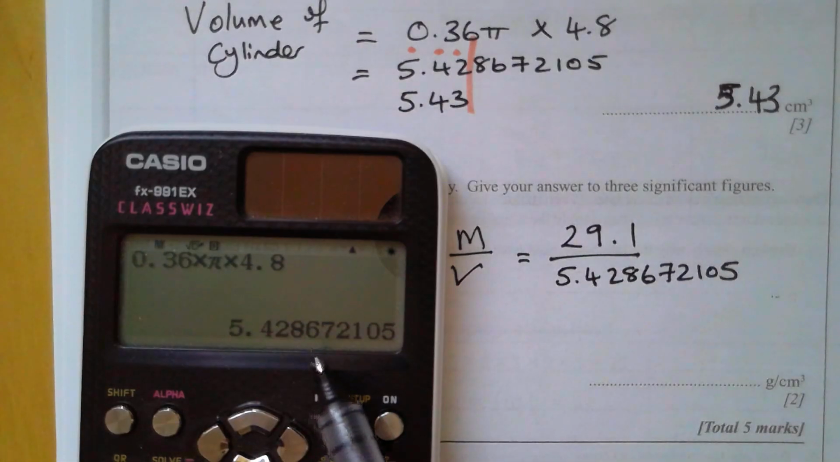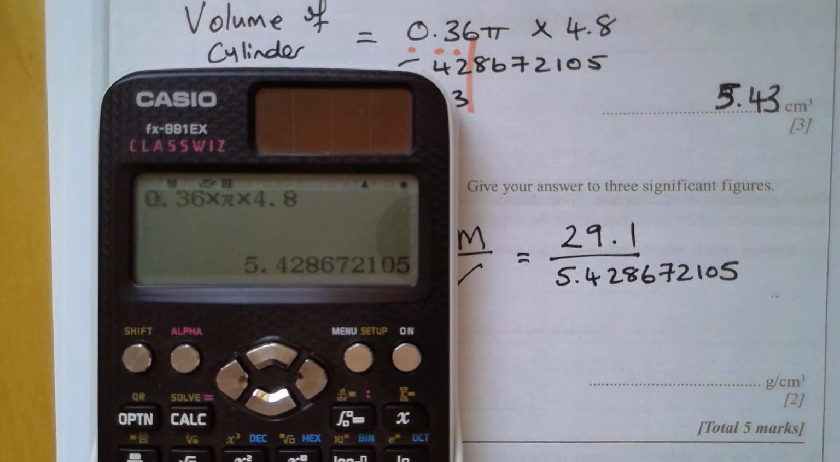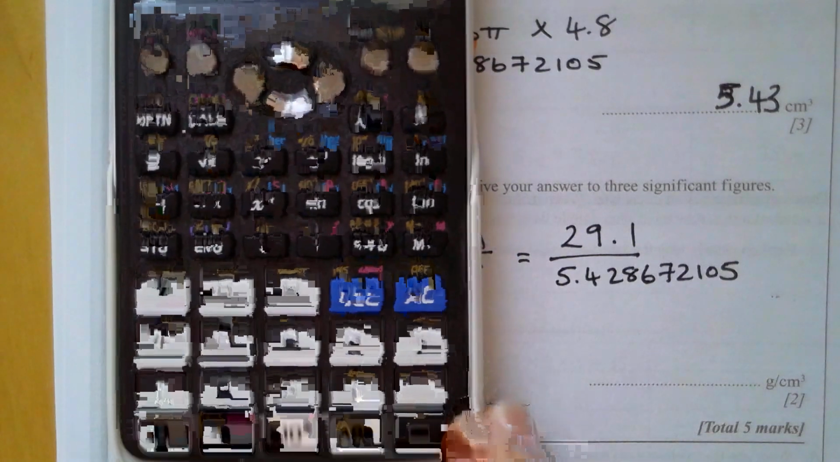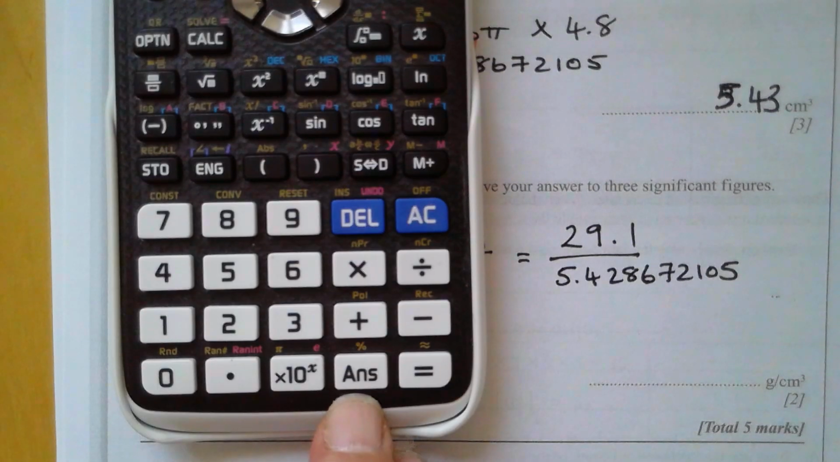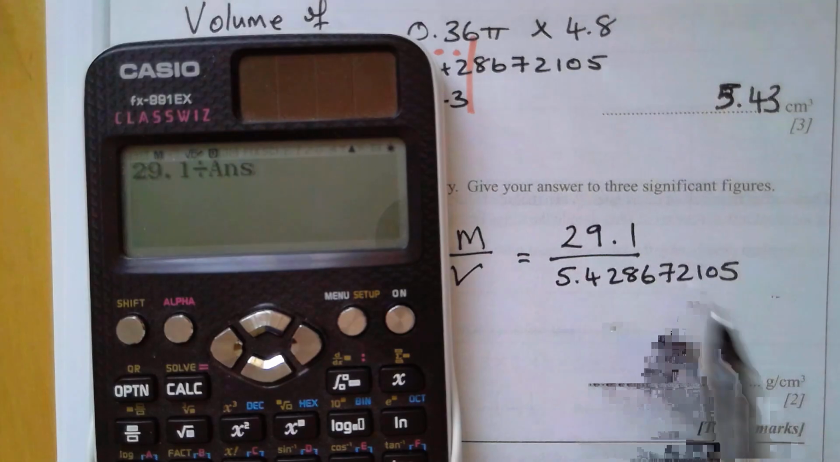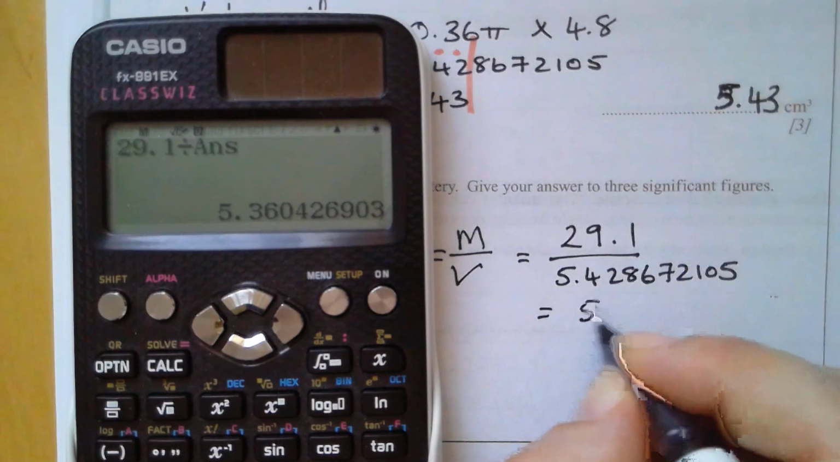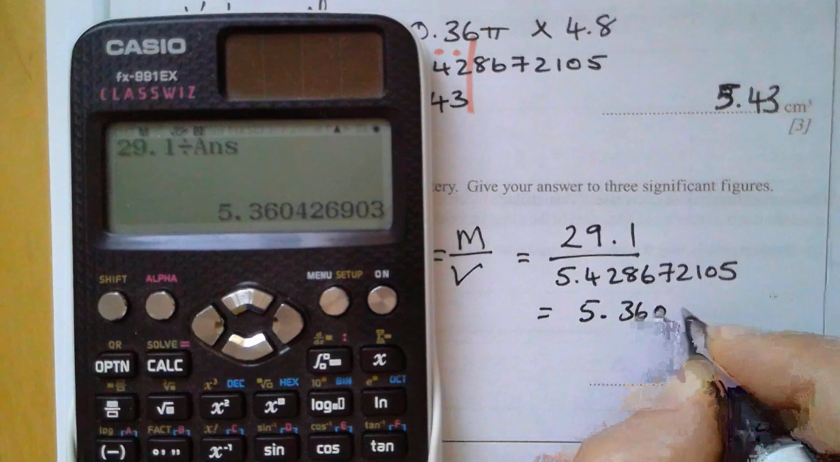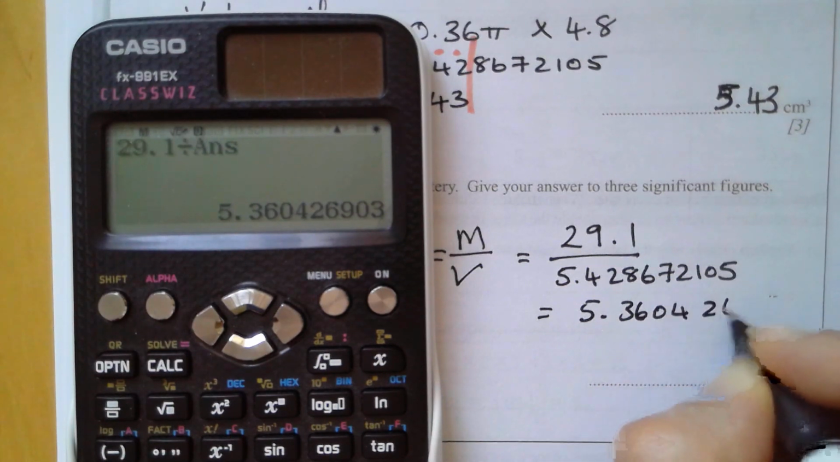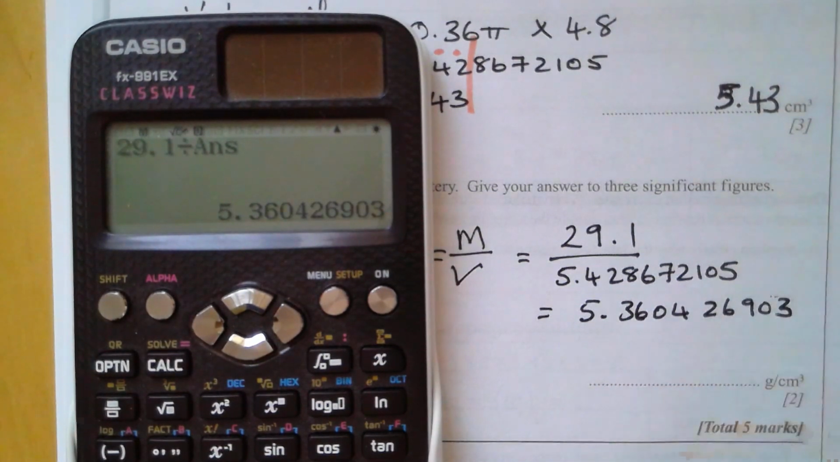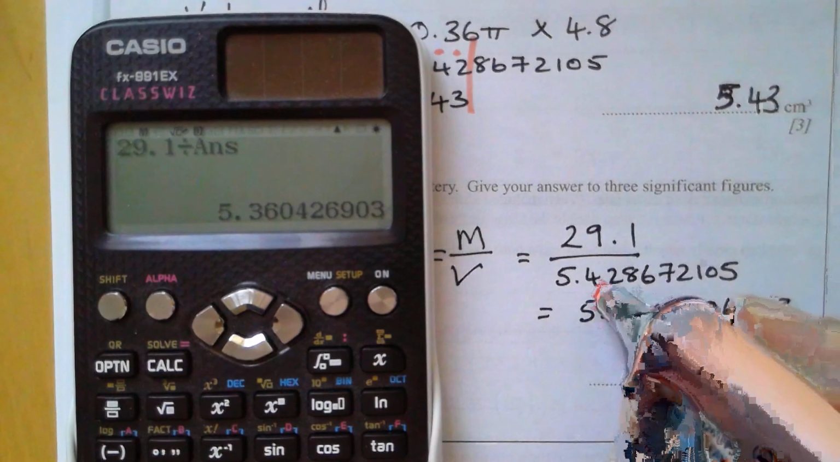So here I've got the value in, so what I'm going to do is type 29.1, and I'm going to use my favourite button, which is the answer button. Lots of calculators, not just Casio, have it, and this is whatever your answer was last. So I click answer, my last answer was this amount here, and I click on equals. Write the whole thing, 5.360.3, and now I want to round it to 3 significant figures.